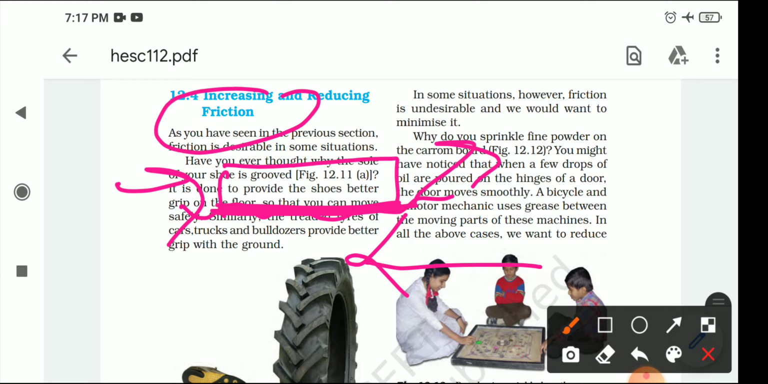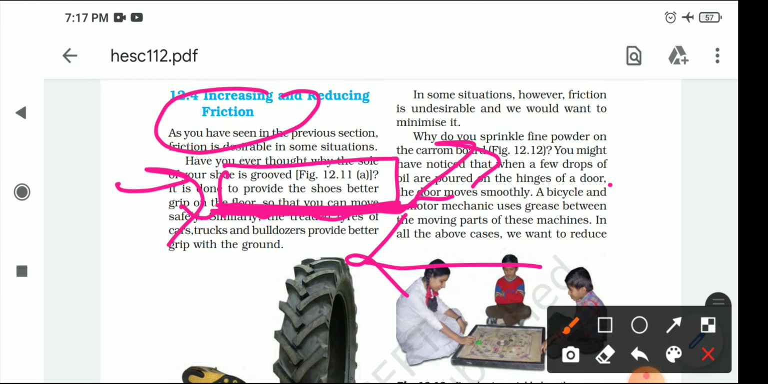So sometimes we need to increase the friction, but sometimes we need to reduce the friction, like in the machinery parts. Because of the friction, we know that the life cycle of the machine is reduced, and it also gives a heating effect and all. So we already discussed that, and today we just discuss how we could increase and how we could reduce.